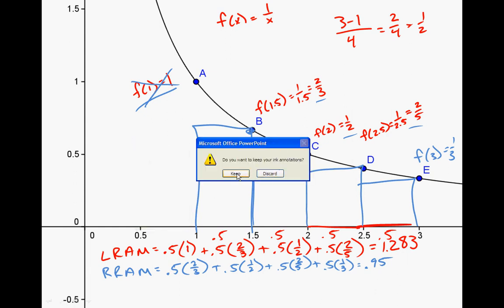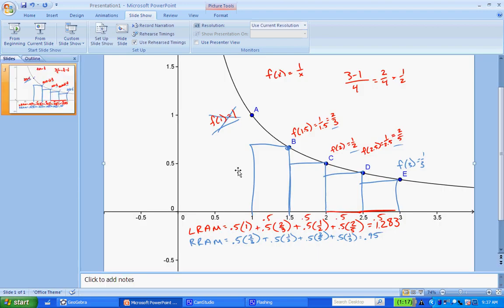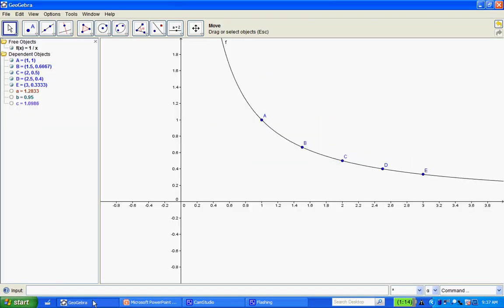If I exit this for a moment, yeah, we'll keep those. And then I go back to the GeoGebra that's going on here. I already did a little bit of work here, and we can see that if I turn this on, this is our left rectangle approximation method, 1.2833. Looks familiar. Let's turn that off. Let's turn on our right rectangle approximation method, 0.95. That looks familiar. Excellent.